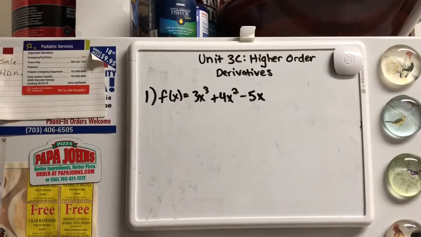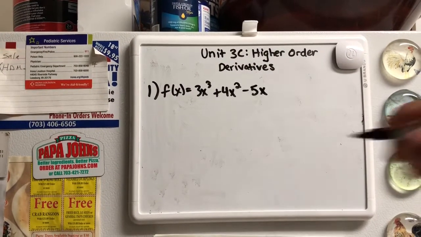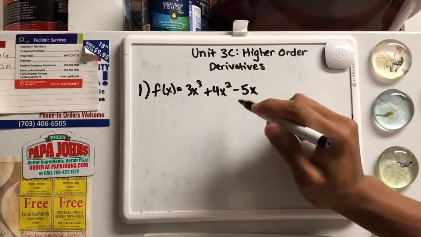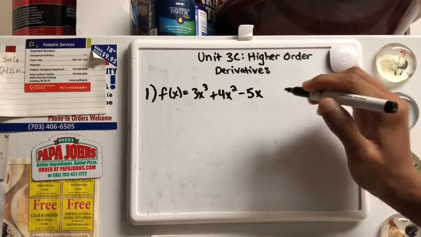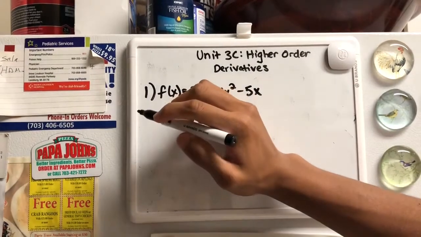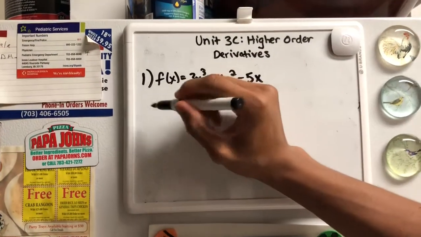In this video, we're going to be reviewing higher order derivatives. So this is the position function, and it is 3x cubed plus 4x squared minus 5x. And we're going to just be finding the first, second, and third derivatives of this.